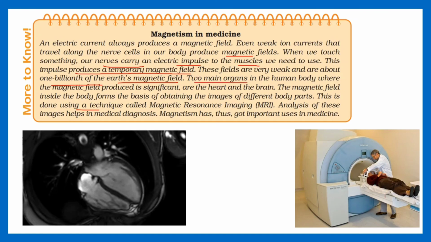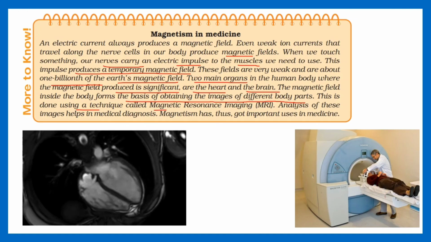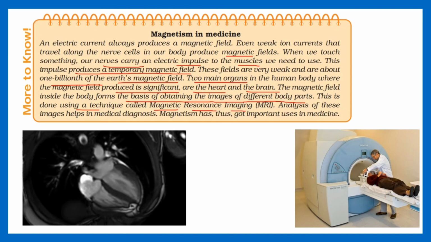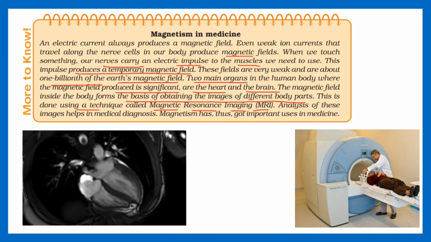Two main organs in the human body where the magnetic field produced is significant are the human heart and the human brain. The magnetic field inside the body forms the basis of obtaining images of different body parts. This is done by using a technique called magnetic resonance imaging, or MRI. This MRI is very much useful now to find out problems inside the body. Doctors usually suggest MRI, right? Analysis of these images helps in medical diagnosis.